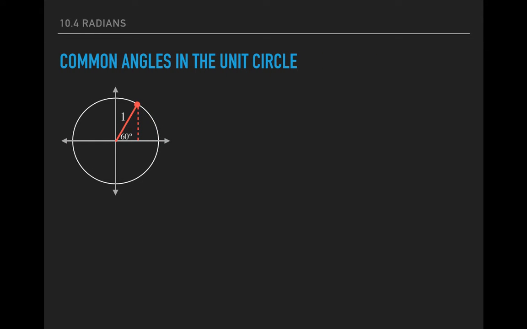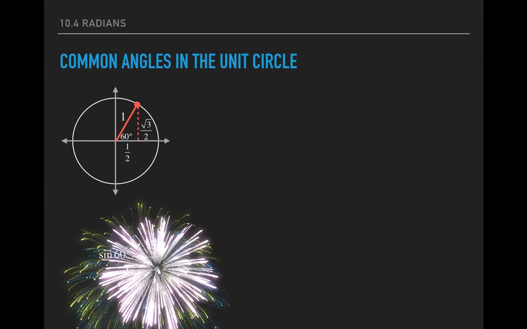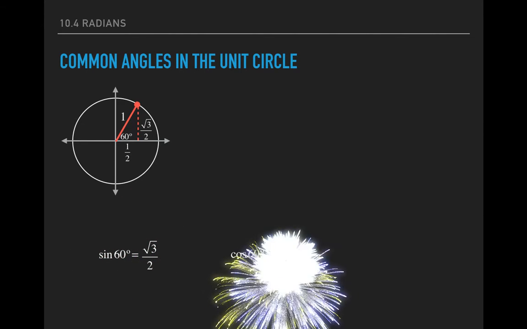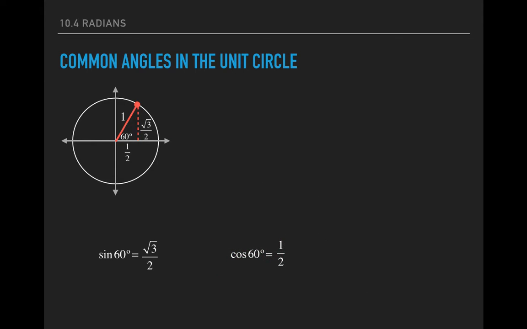The last common angle I want to talk about is when you have a reference angle of 60 degrees. So this is the same triangle as we saw before, 30, 60, 90. So the short side is now the horizontal and the long side is the vertical, which means sine of 60 is square root of 3 over 2, and cosine of 60 is 1/2. And that would be the coordinate there.